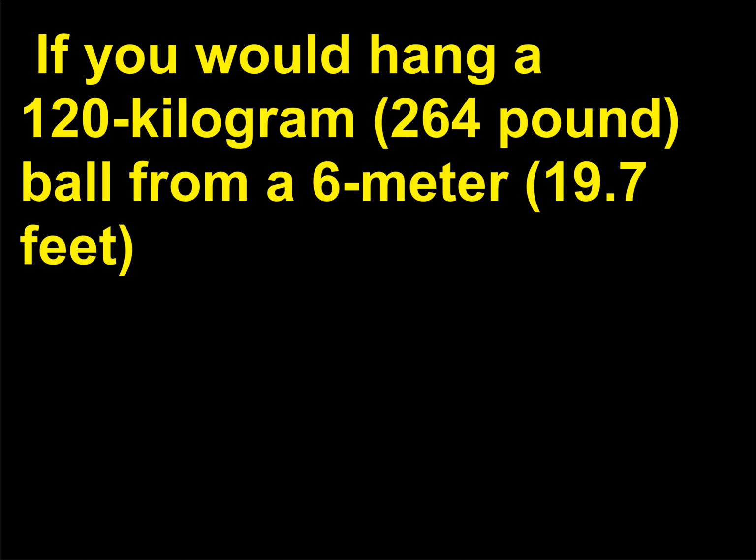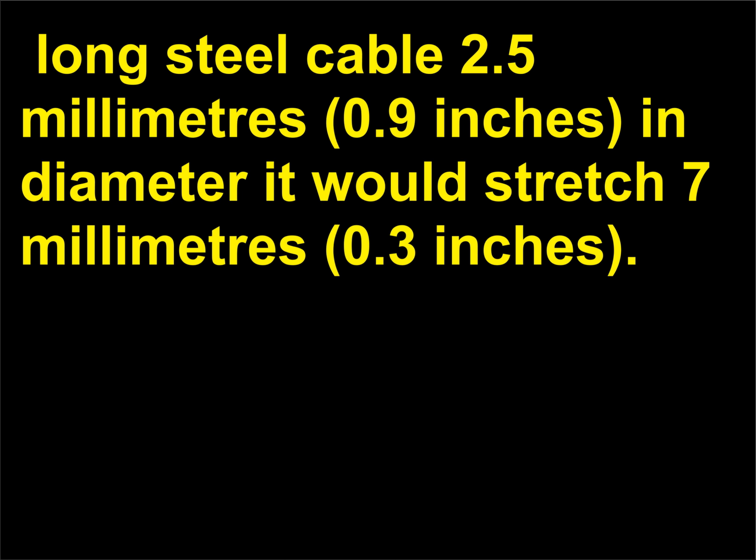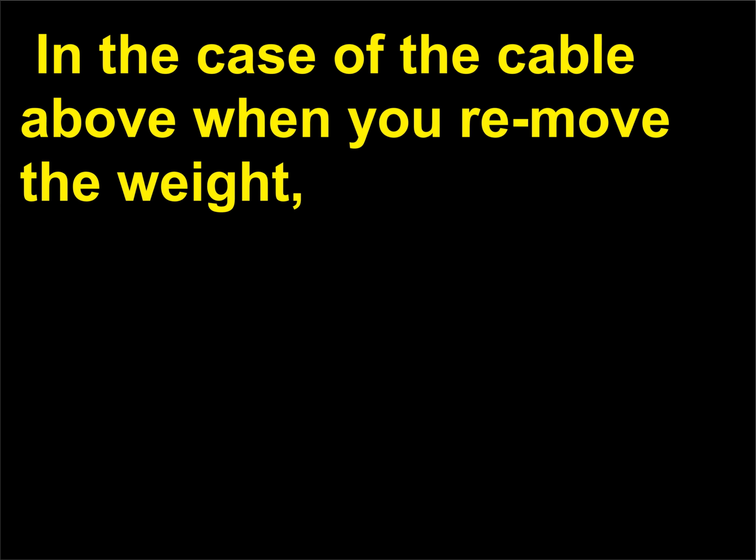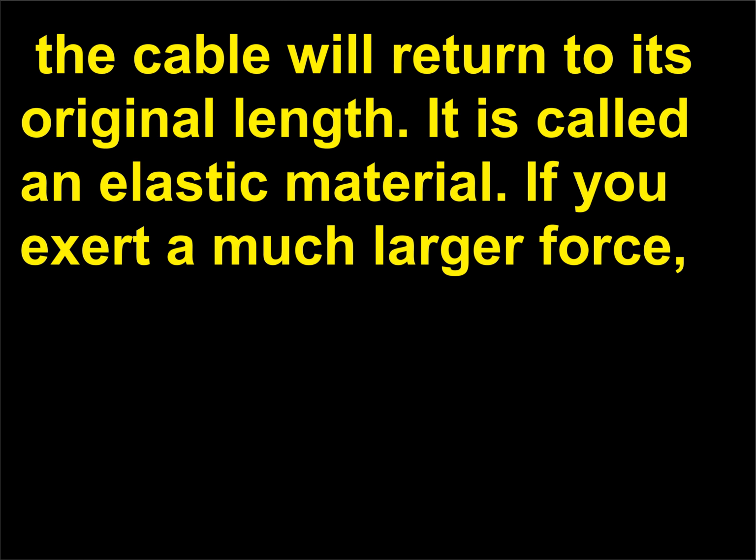If you would hang a 120 kilogram, 264 pound, ball from a 6 meter, 19.7 feet, long steel cable 2.5 millimeters, 0.9 inches, in diameter, it would stretch 7 millimeters, 0.3 inches. In the case of the cable above, when you remove the weight, the cable will return to its original length. It is called an elastic material.